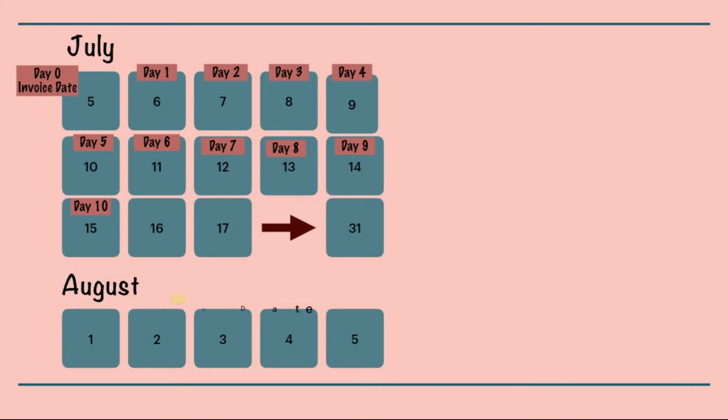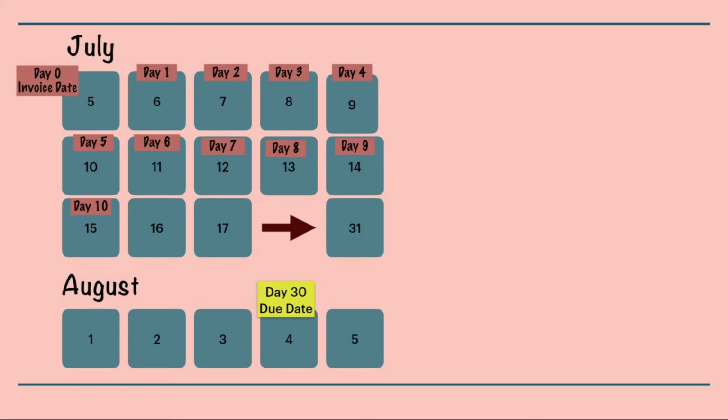For example, if an invoice is dated July 5th with credit terms 2/10, n/30, then July 6th is counted as day 1, July 7 as day 2, and so on. Payments received up to and including July 15th, which is day 10, are entitled to a 2% discount. The balance of the invoice is due on August 4th, day 30.